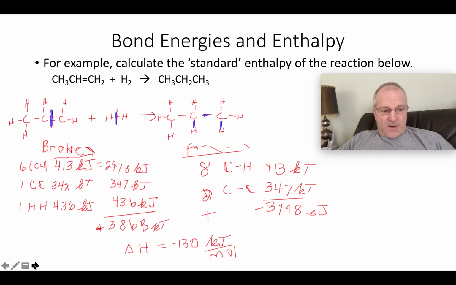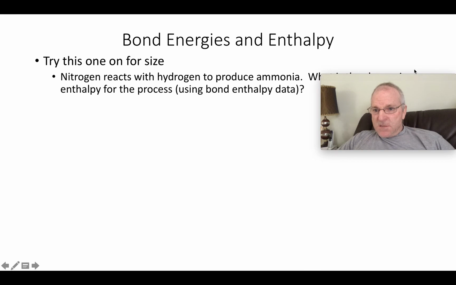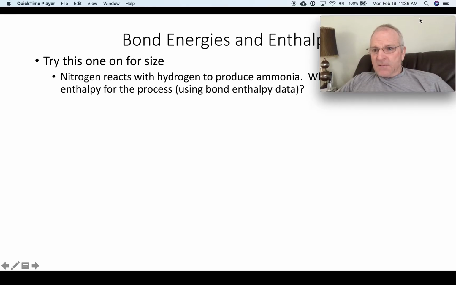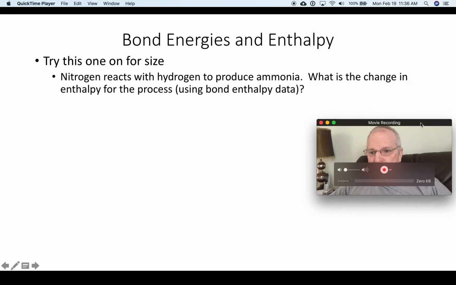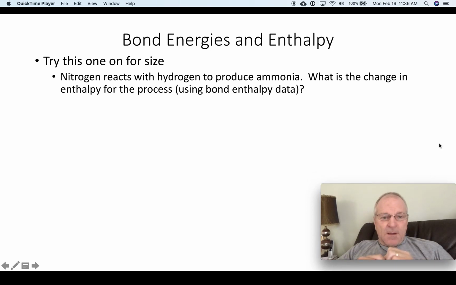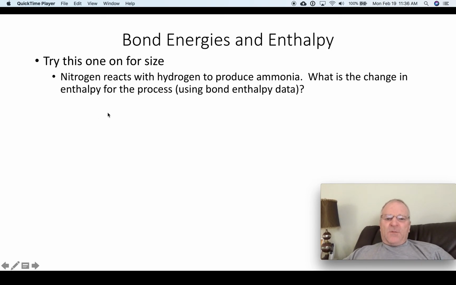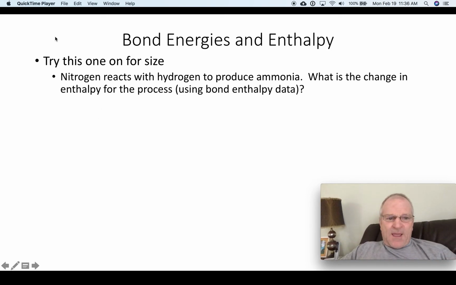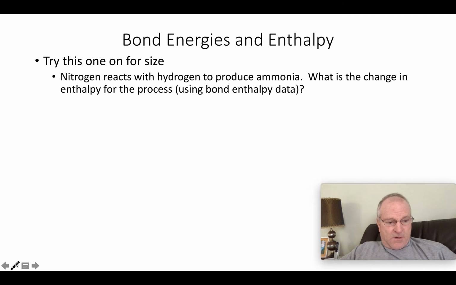And then I've got one more, which says: nitrogen reacts with hydrogen to produce ammonia. What is the change in enthalpy for the process using bond enthalpy data? This is a wonderful one because you've got to balance the equation and the whole enchilada all by your lonesome.